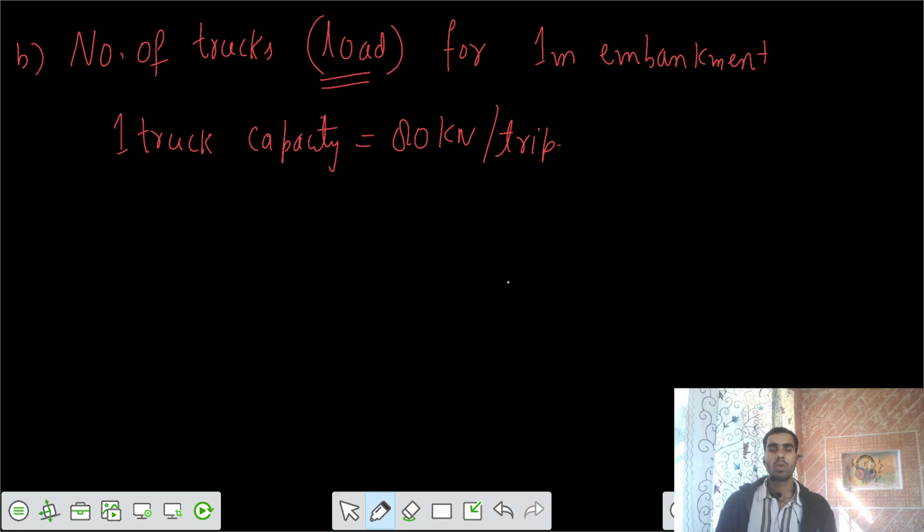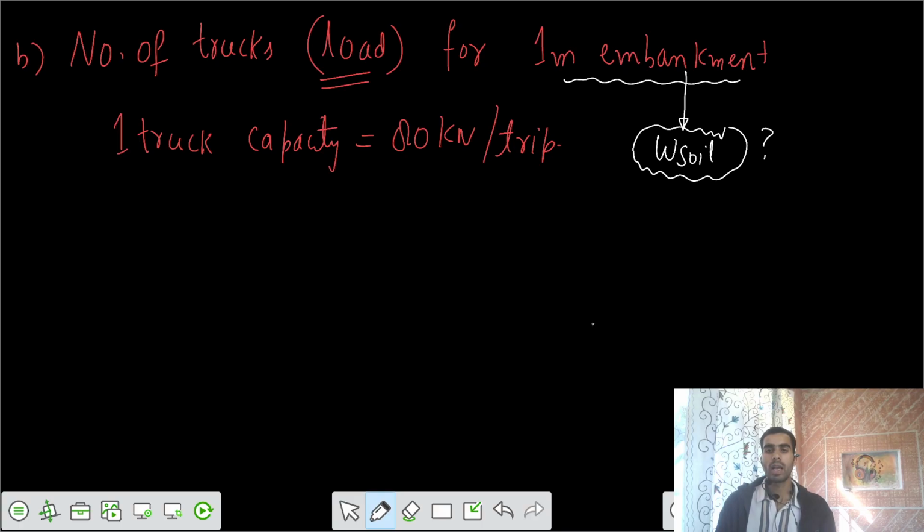So for this data of 1 meter embankment, I need to say how much weight of the soil I have to transport. What is the weight of soil I have to transport? Because the capacity of one truck is 80 kilonewton of soil per trip. So I would say what is the total weight of soil in kilonewtons. After that I can say how many trucks we need.